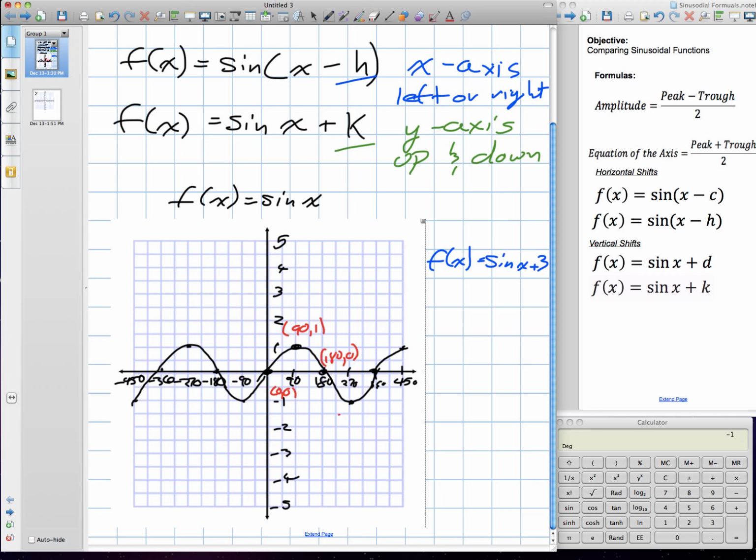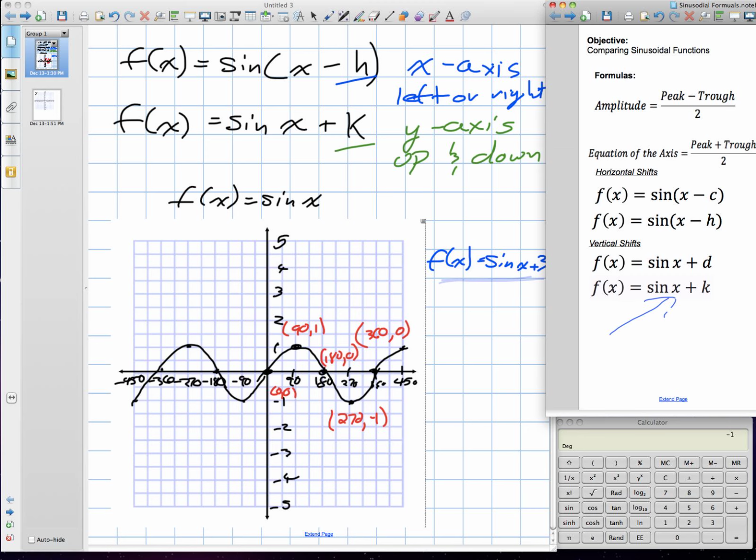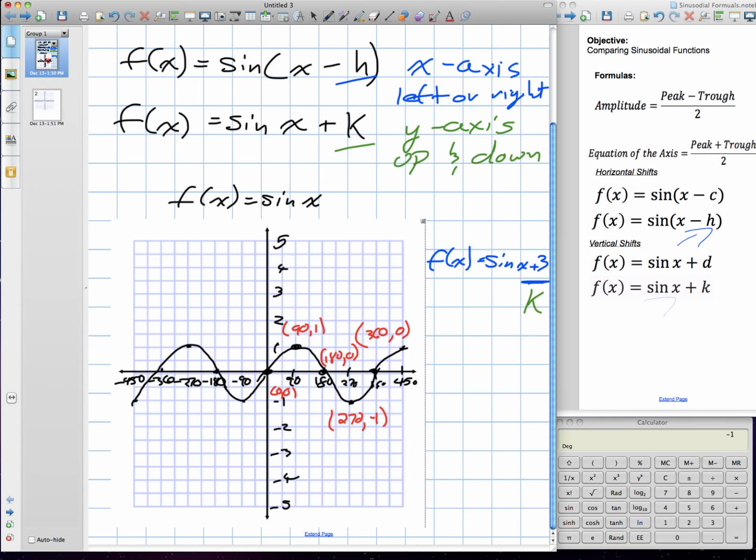0 and 0. 90 and 1. 180 and 0. 270 and negative 1. And 360 and 0. Now, these are the key points on the original graph. I've given you a new equation, sine x plus 3. I want you guys to relate it to the two equations we have here. Is it a k value or is it an h value we're dealing with, the number 3?